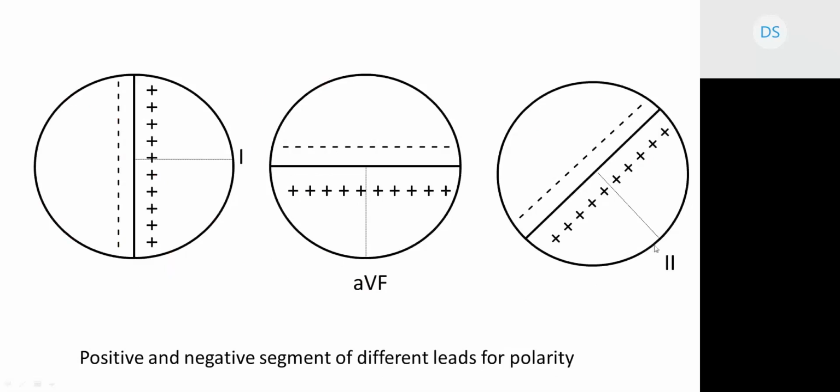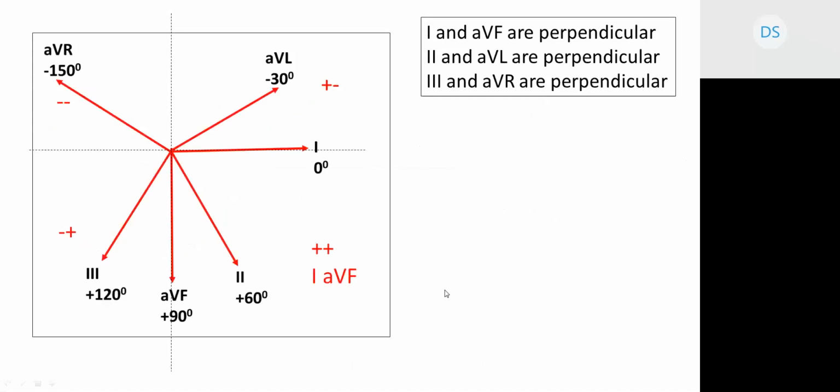And like that, if you take lead 2, which is at plus 60 degrees, this half is going to be the positive polarity of lead 2 and this half is going to be the negative polarity for lead 2. You can take any lead and decide what is positive, what is negative, and based on that decide the QRS axis. So you can see here, this is again a revision of whatever we saw so far.